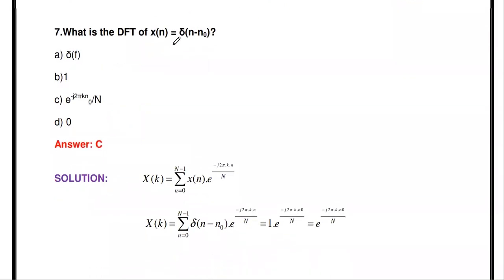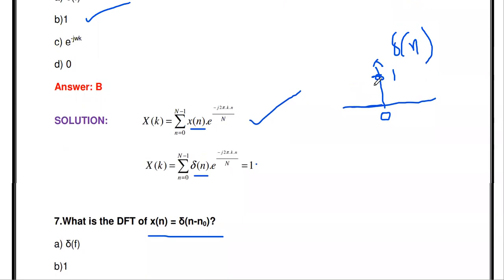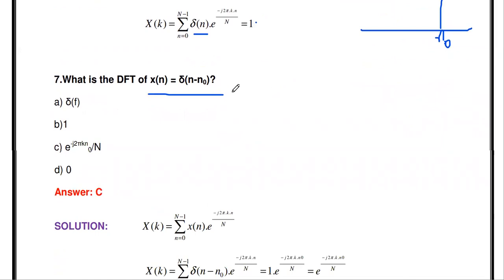The next question: what is the DFT of x of n equal to del of n minus n naught? This is the DFT of the delayed unit impulse sequence. What is del of n minus n naught? The del of n has amplitude 1 at n equal to 0. The sequence del of n minus n naught is shifted, so it has amplitude 1 at n equal to n naught. In the remaining time, the signal has no amplitude. This is the del of n minus n naught.